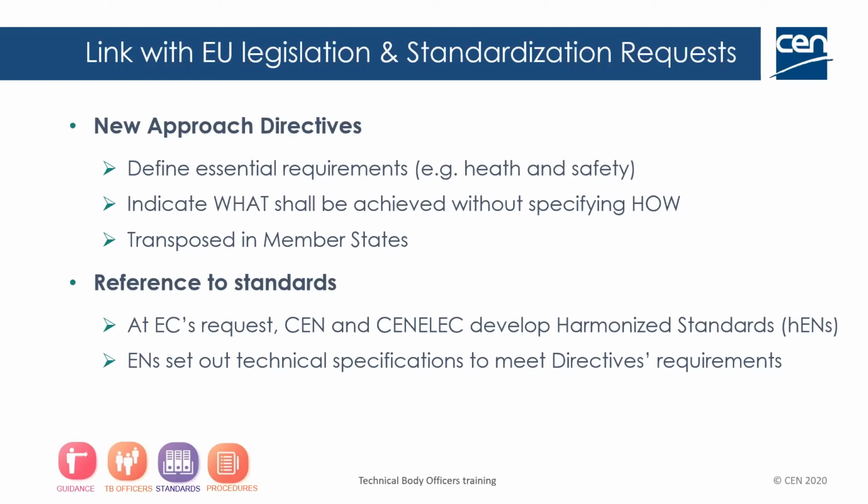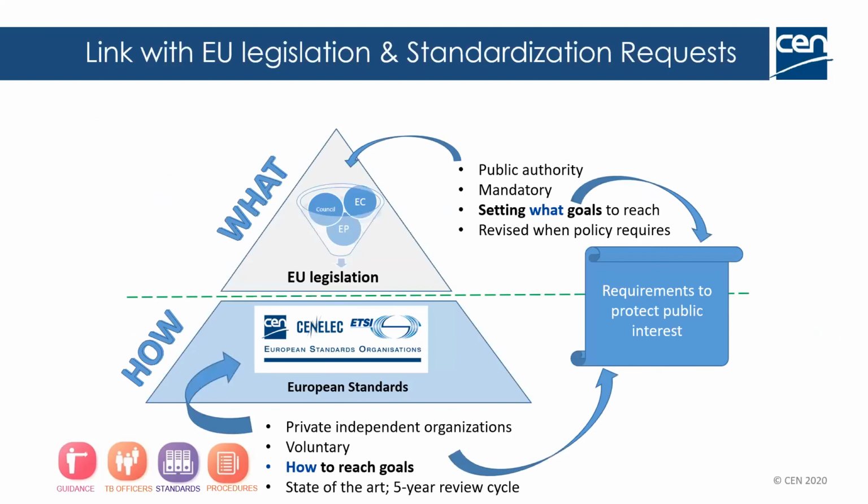In order to refer to standards in the Official Journal and to make them harmonized standards, there needs to be an EC request, what we call a standardization request. And so those ENs are technical specifications which will meet the directive requirements. This is explained in other words in this drawing. You see at the top the EU legislative process where the Council, the European Commission, and the Parliament are involved. Those are public authority documents. These become mandatory when transposed by the member states into their national legislation.